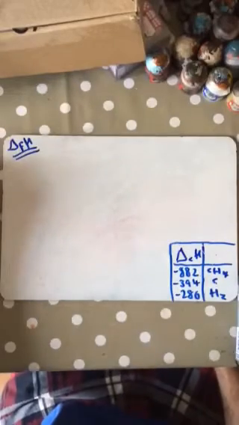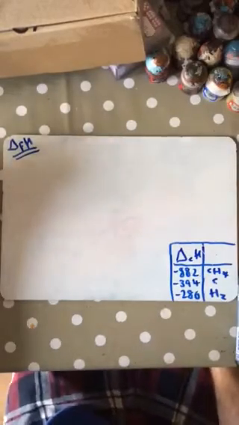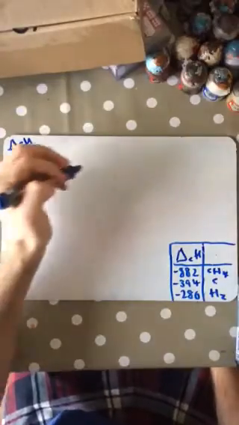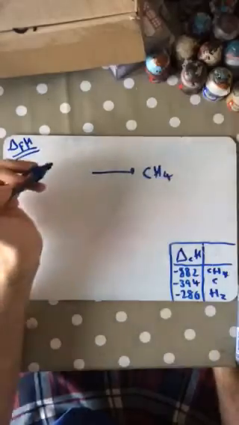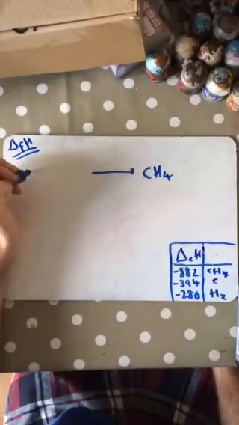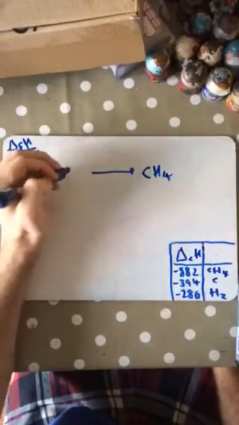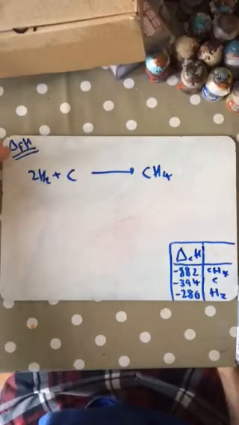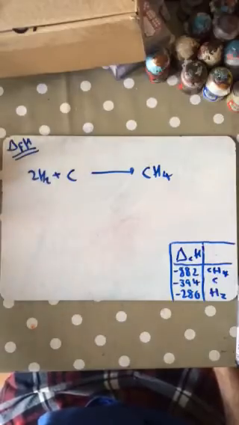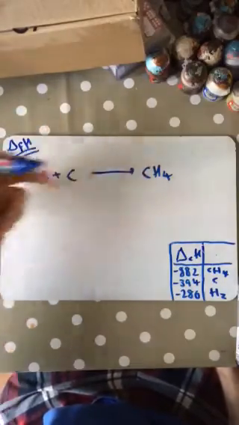Let's say the question said, find the enthalpy of formation of methane. So it's asking you to find the enthalpy of formation. Now, whatever the question's asking you to find, that's what we put across the top. So if we're finding the formation of methane, we're going to make 1 mole of chemical from its elements. And if it was standard, they'd be in their standard state. So it's asked us about the formation. That's what goes across the top.